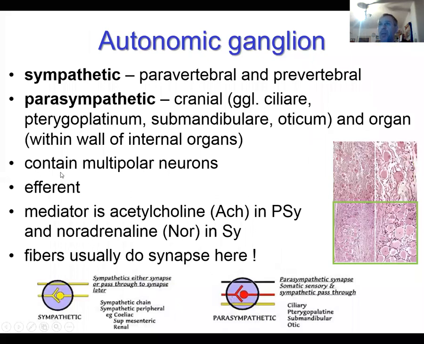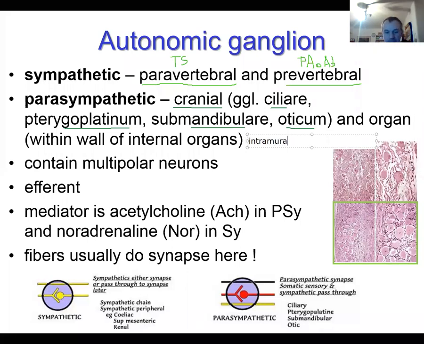Then we have to talk about the autonomic ganglion, which can be sympathetic and parasympathetic. And I said that the sympathetic we find close to the center, so they are either paravertebral in the sympathetic trunk or prevertebral in the aortic abdominal plexus, so plexus aorticus abdominalis. This is just general information. The parasympathetic for the head, we have talked about that: ciliary, pterygopalatine, submandibular, and otic. And then for the organs, they are located within the wall of the organs, so usually you do not see them by naked eye. They are located inside the muscle layer of the organs, so we call them intramural ganglia.